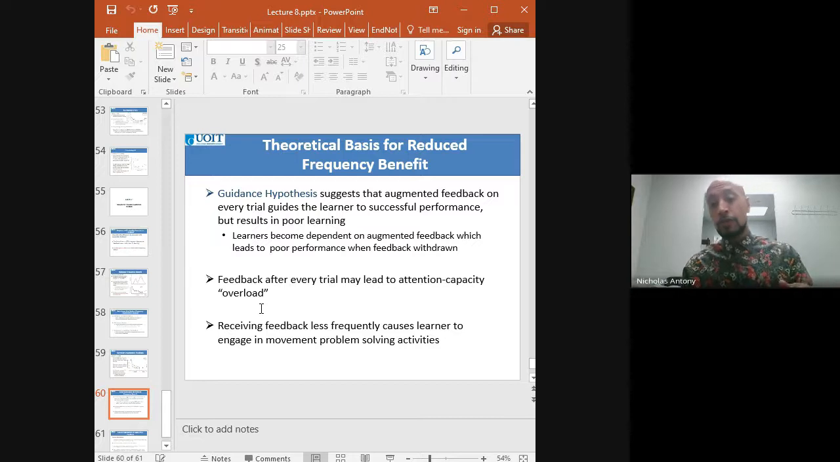Oh, you did good. You should do this. You should do that. So then everyone in the class, why would getting, this is from last lecture, why would getting too much feedback or feedback too frequently lead to poor learning?